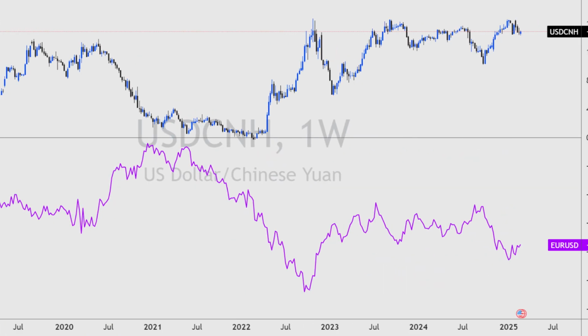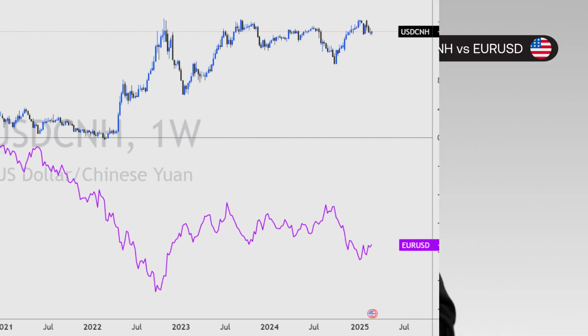and G10 currencies. Dollar yuan, China's offshore yuan versus the US dollar, often moves inversely to euro dollar. Why? Because both pairs are largely driven by the strength or weakness of the US dollar. If the US dollar strengthens, maybe due to Fed tightening, US dollar yuan rises because the yuan weakens, while euro US dollar falls because the euro also weakens against the dollar.